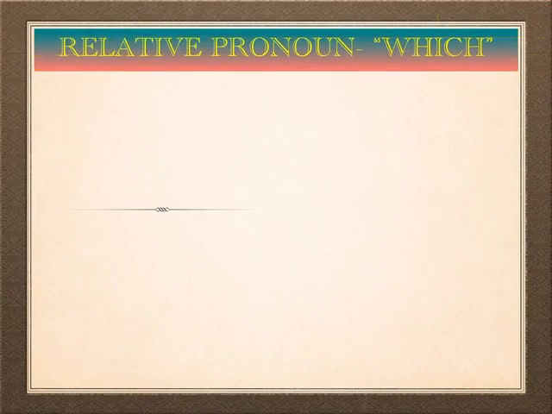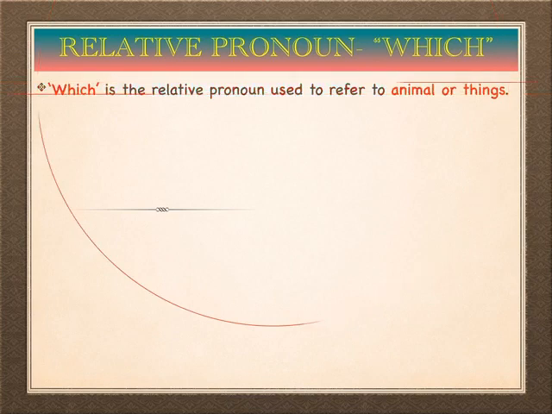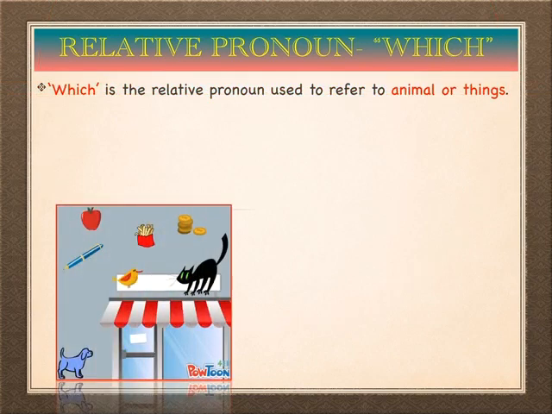Let's see the last relative pronoun, that is which. And when do we use this pronoun? Which is the relative pronoun used to refer to animal or things. So students, which is the relative pronoun which we are going to use only for animals and non-living things, just like in the image given over here.